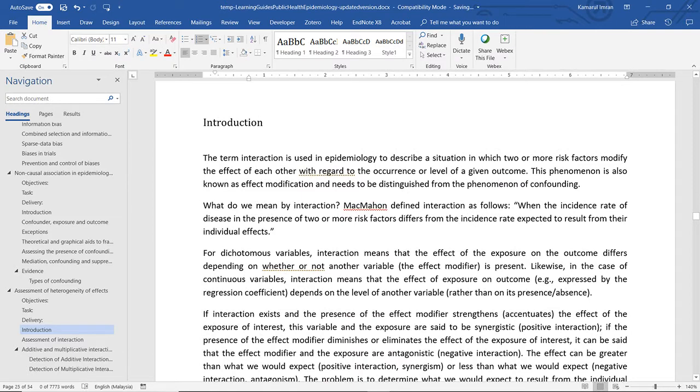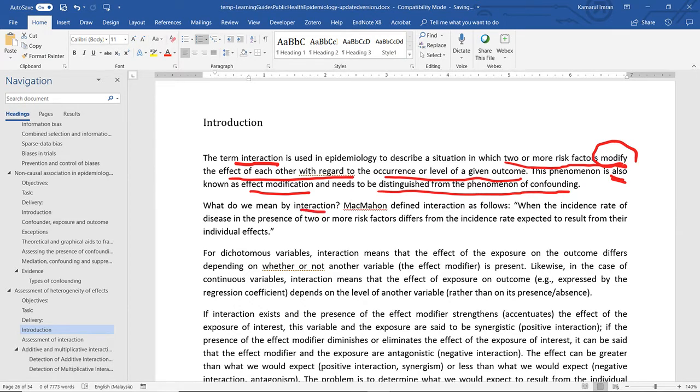So interaction is used in epidemiology to describe a situation in which two or more risk factors modify the effect of each other with regard to the occurrence or level of a given outcome, also known as effect modification, but it needs to be distinguished from confounding.